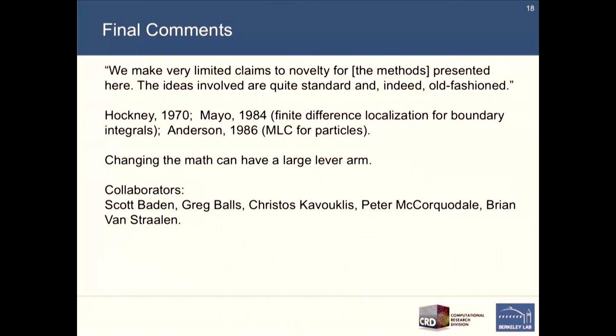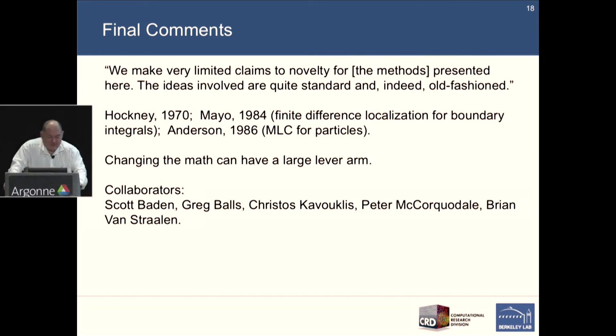Final comments. There's a wonderful line here from my undergraduate advisor from a paper he wrote. We make very limited claims to the novelty for the methods presented here. The ideas involved are quite standard and indeed old-fashioned. And so by way of evidence, Hockney's algorithm goes back to 1970. The main ideas in MLC, which are finite difference localization, in this case for boundary integrals, was done as a PhD thesis by Anita Mayo at NYU in 1984. And Chris Anderson developed the first MLC algorithm, but it was really for doing fast evaluation of particles. So it's like a P-cubed-M method.